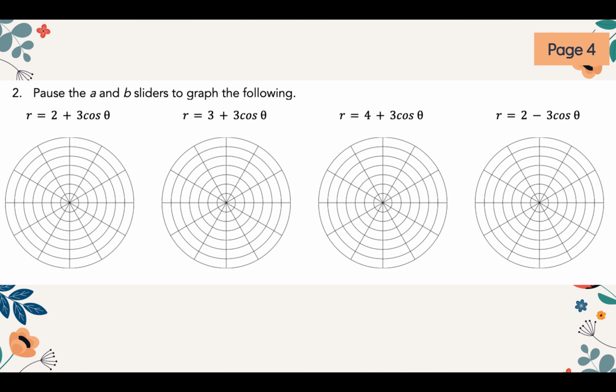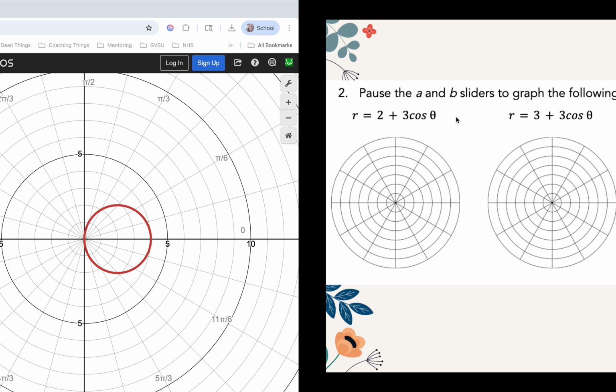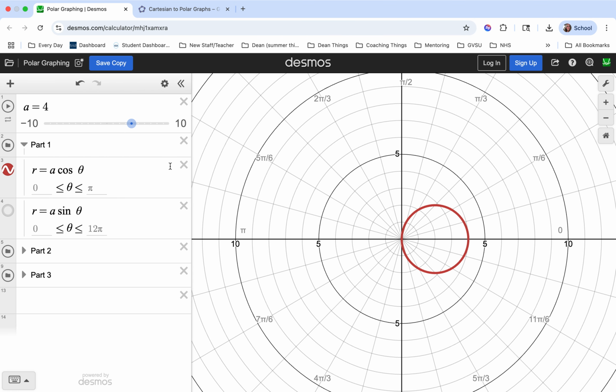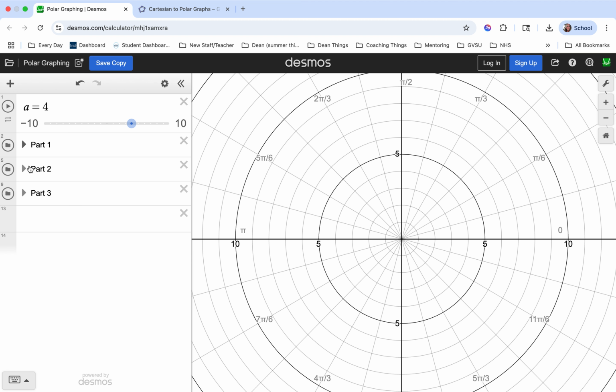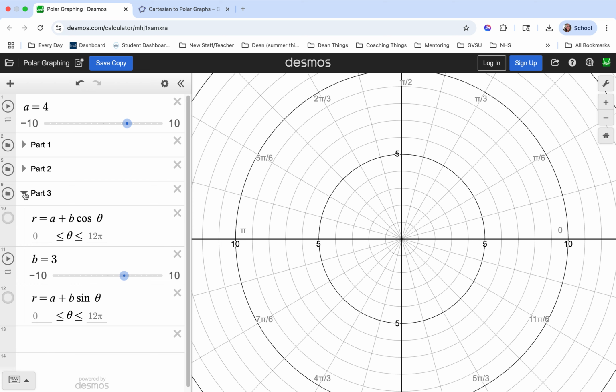So for number 1, it says, open the folder and then press play on the B slider and watch what happens. And we're looking at part 3. So I'm going to show you real quick. Let's go to our Desmos. If you just pulled it up, you want to make sure we're in the right part. So we're going to turn off all of our graphs, and I'm looking at part 3. So I'm going to open up that folder.